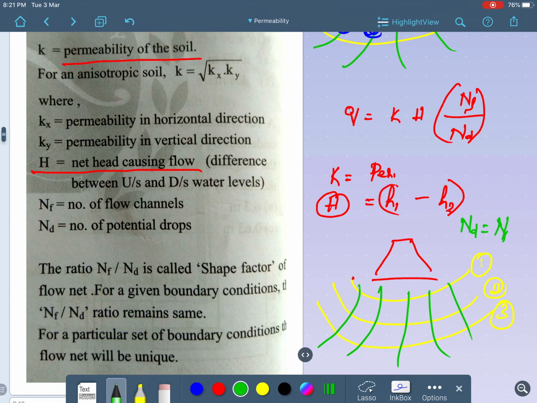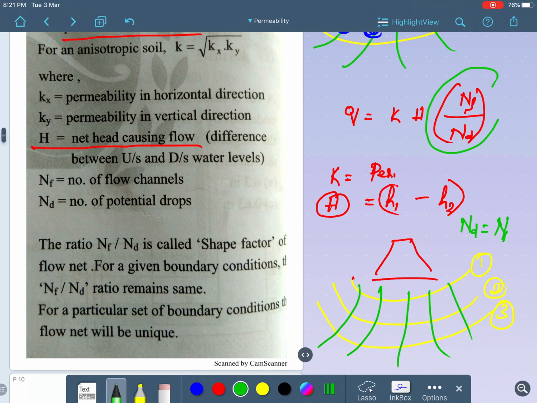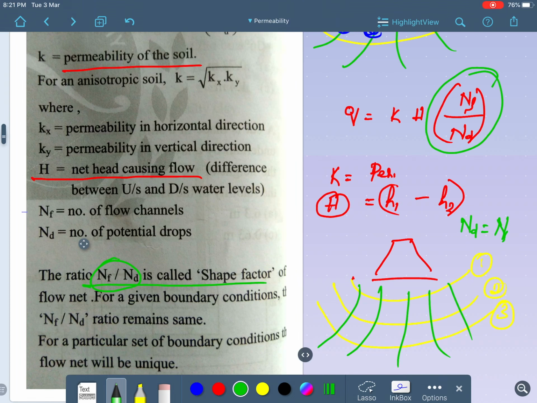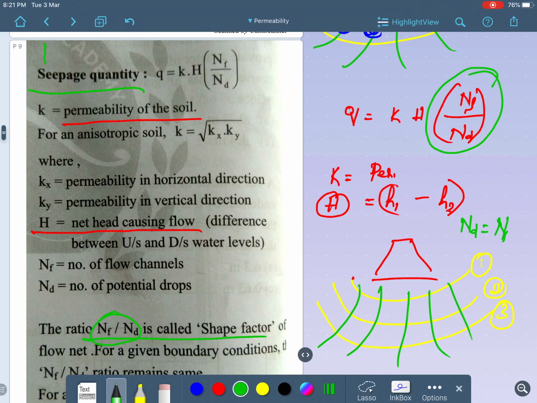This NF by ND is also called the shape factor of the flow net. For the given boundary condition, the NF by ND ratio remains the same. For a particular set of boundary conditions, the flow net will be unique. This is how we find the seepage quantity. That is the first use of the flow net we have seen. Let us go into the second use of the flow net.